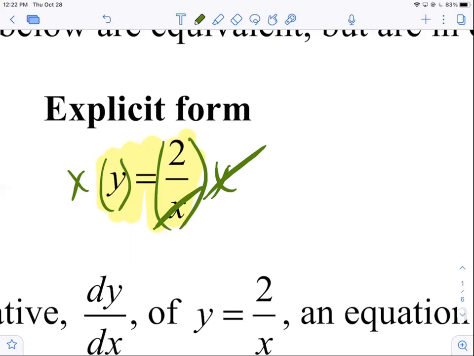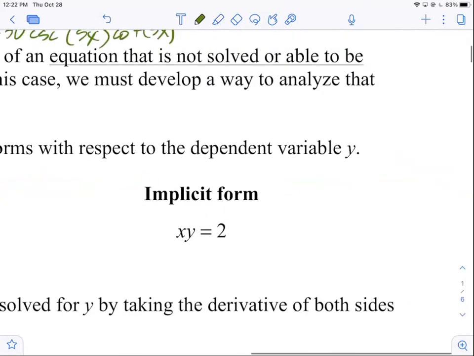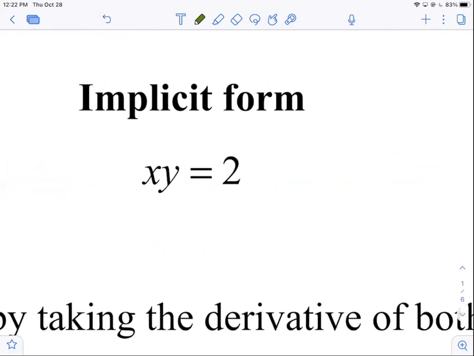So that's okay. What you don't want to do is, if it's like x cubed minus x squared equals 0, and then you divide both sides by x squared. That would be bad, right? Because now it's gone. So don't do that. But it reappears on the other side, and we end up with xy equals 2.